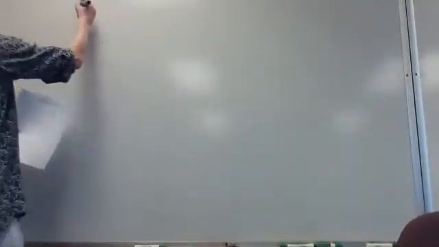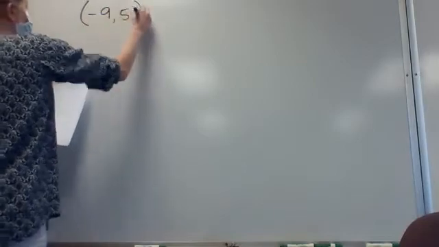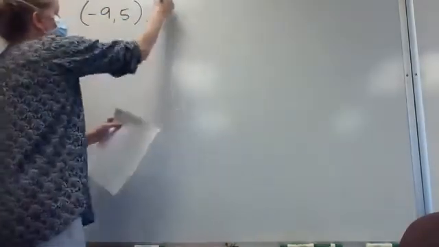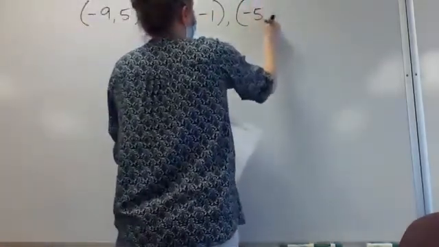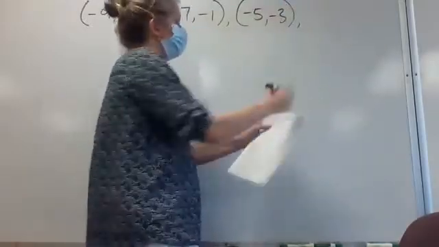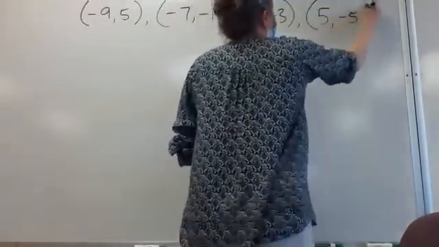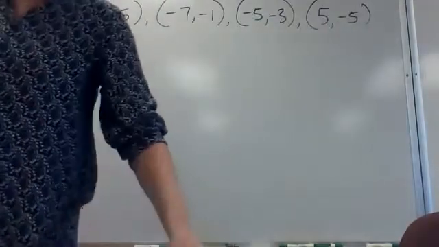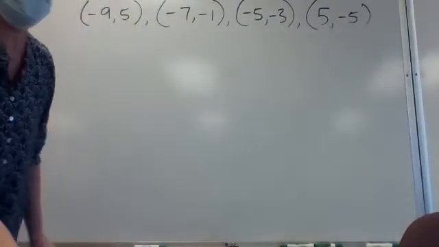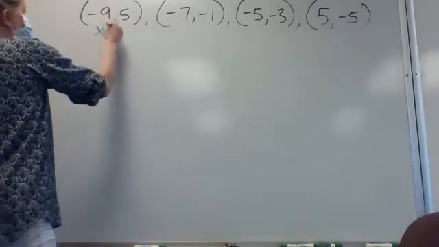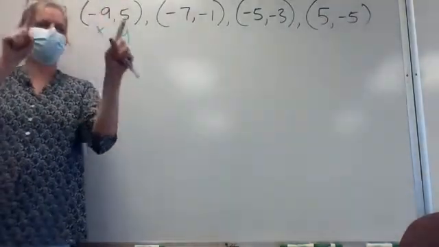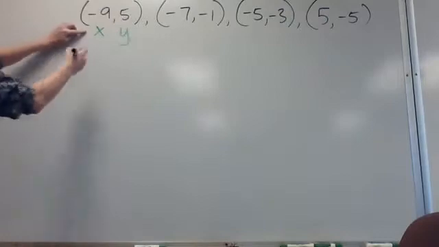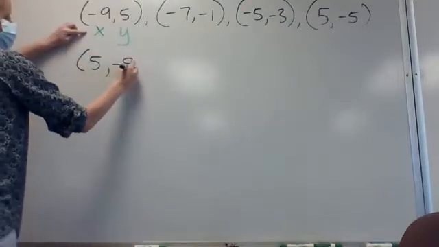So if my points are at (-9, 5), (-7, -1), (-5, -3), and (5, -5), and it wants me to write the inverse of this relation, all you're going to do is rewrite all these points with their x and y in the opposite spot. So this one is going to turn into (5, -9).